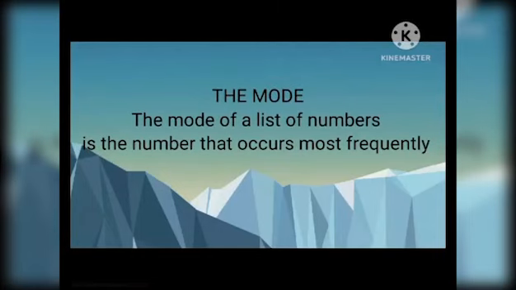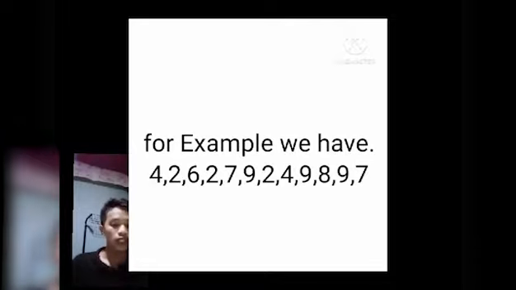So ano nga ba itong the mode? The mode of a list of numbers is the number that occurs most frequently. In Tagalog, ito yung mga number na pinakamarami or pinakamadalas sa isang data set. For example, we have 4, 2, 6, 2, 7, 9, 2, 4, 9, 8, 9, 7. So, paano natin malalaman ang mode sa isang set ng number? Sabi dito, ito yung number na pinakamarami or pinakamadalas sa isang set, ito yung the mode.